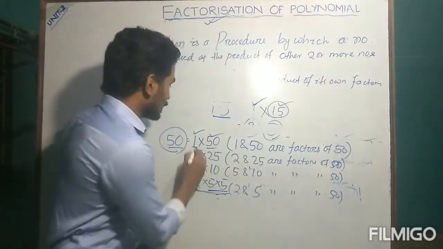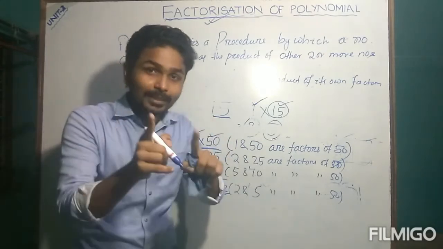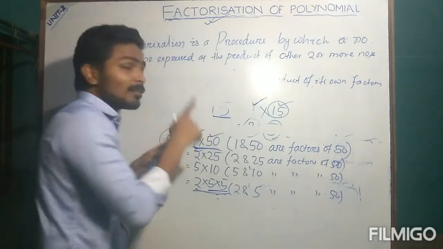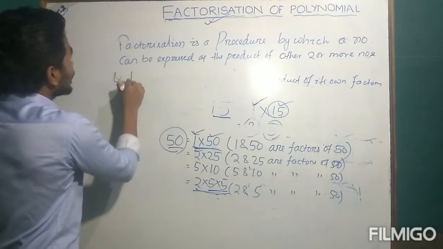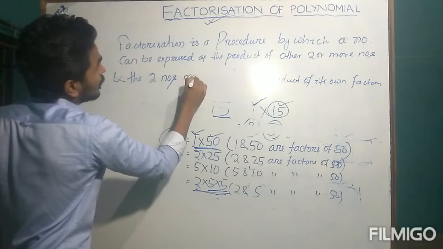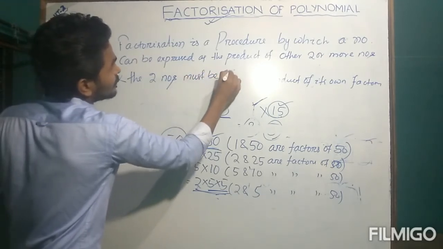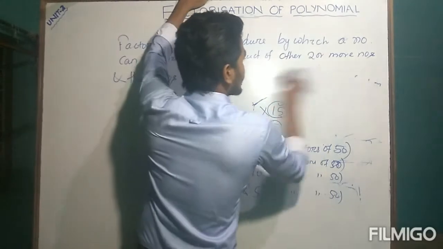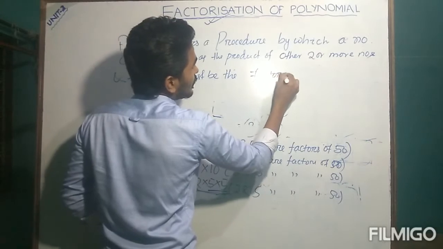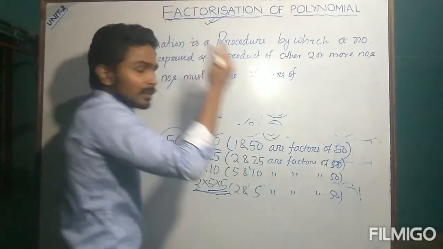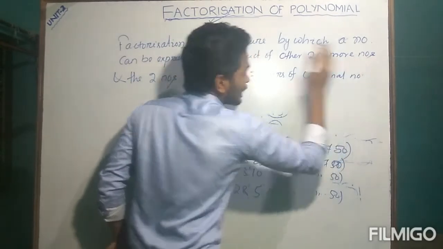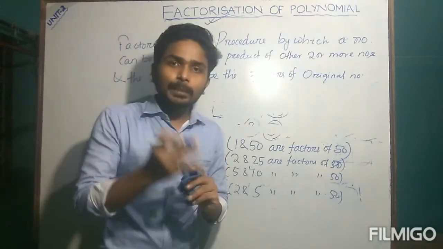Then these two numbers must be the factors of the previous number. Yes or no? 1 and 50 must be the factors of 50, and the two numbers must be the factors of the original number. Okay, this is clear. This is all about the meaning of factorization.